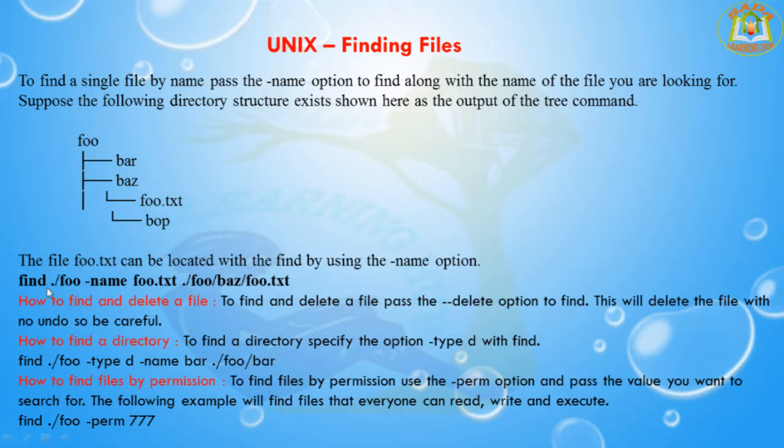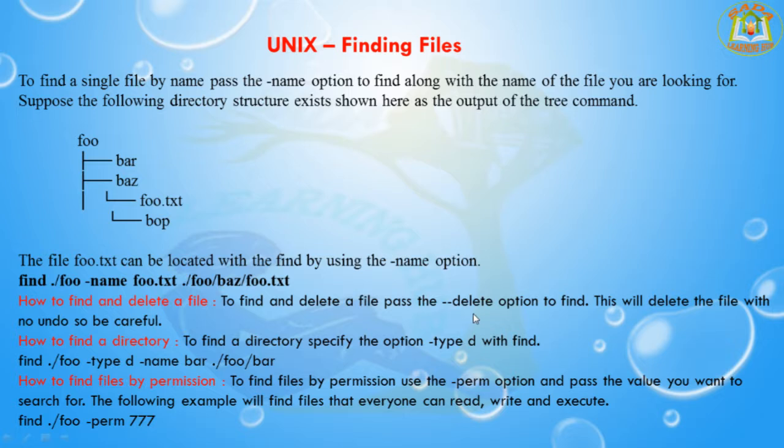It completes the first directory, then goes to the second directory and searches for the file, and then goes to the next directory, like that. Hyphen name means we are giving the name of the file. This is the way to find the files. The next one is how to find and delete a file. To find and delete the files, pass the hyphen delete option to find. This will delete the files with no undo, so be careful.